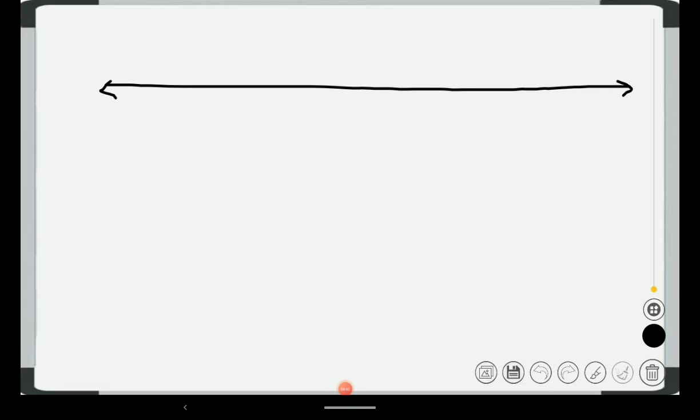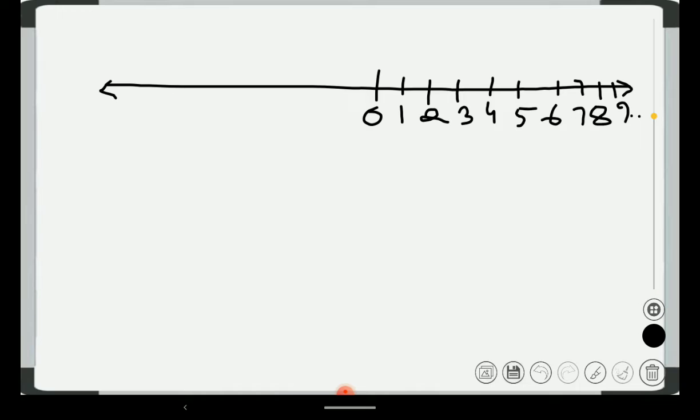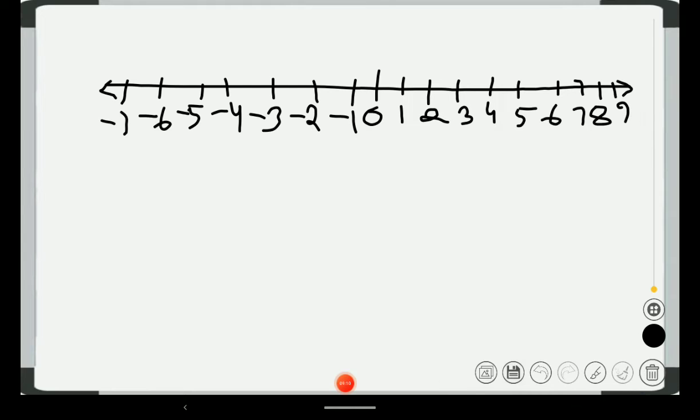Okay, now let's write 0, 1, 2, 3, 4, 5, 6, 7, 8, 9 and so on. Similarly, you need to fill it like this: -1, -2, -3, -4 and so on and so forth like this.